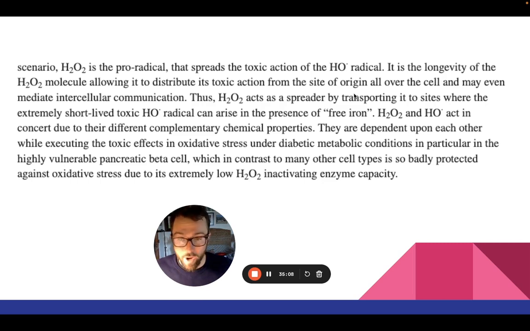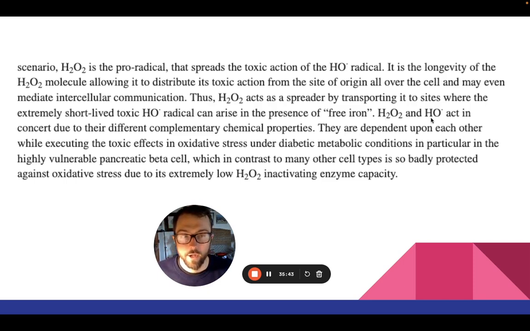Those hydroxyl radicals, like I said, are indiscriminate. Whatever is in their path, they are destroying. This can affect more than just the cell it's in, if it's allowed to destruct enough of that cell. Thus, peroxide acts as a spreader by transporting it to sites where the extremely short-lived hydroxyl radical can arise in the presence of free iron. So free iron is the catalyst that is converting hydrogen peroxide to hydroxyl.